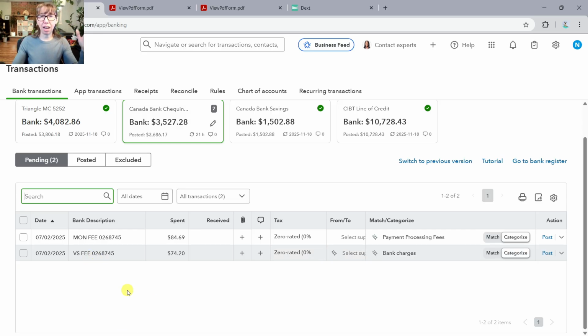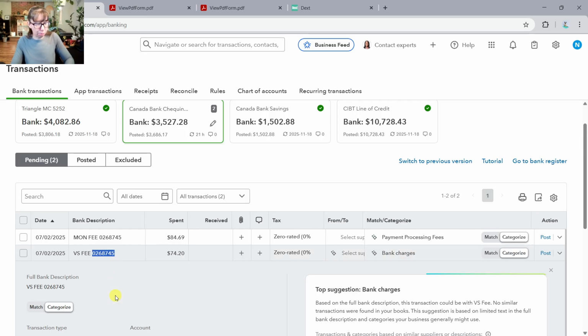But when the Moneris card machine got started at the very end of May, there was no Visa, so there was no Visa fees for us to set up a rule yet. So this is a new one. And I can tell it's Moneris because of that number right there.